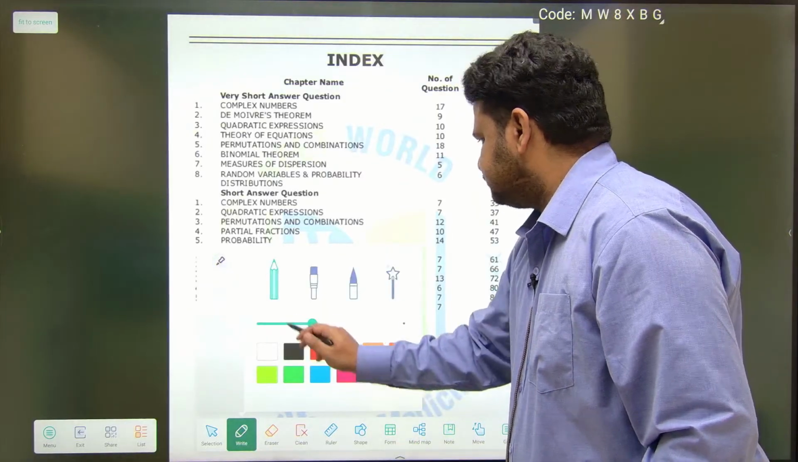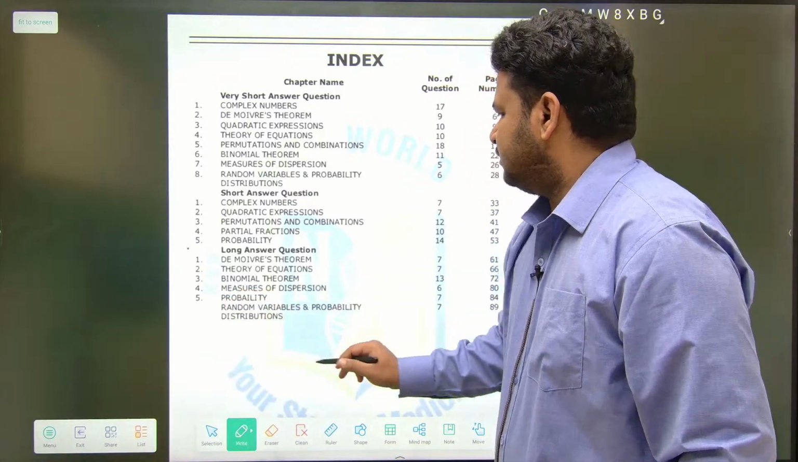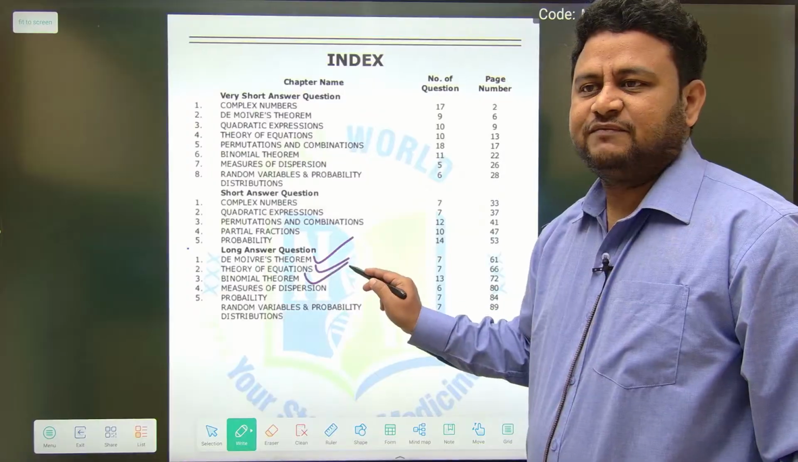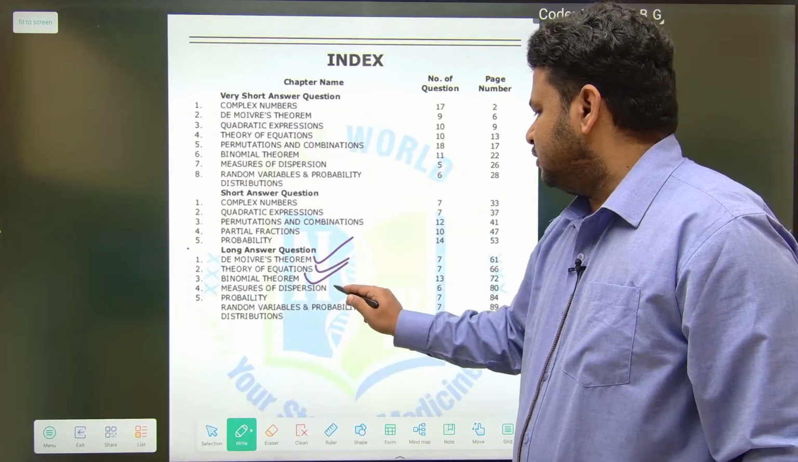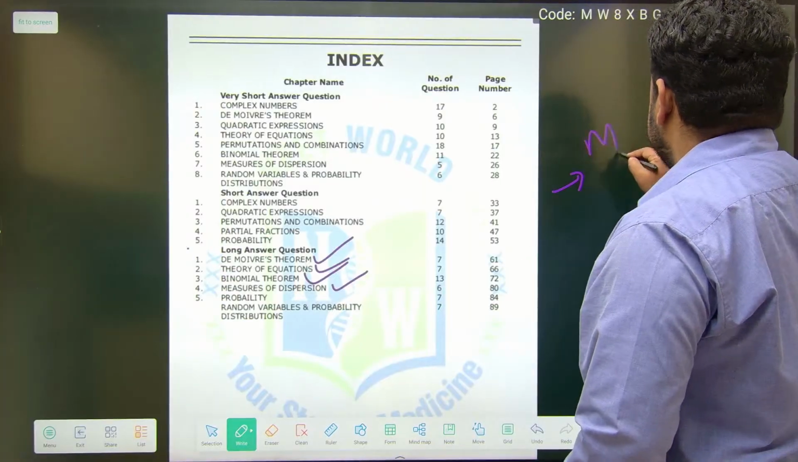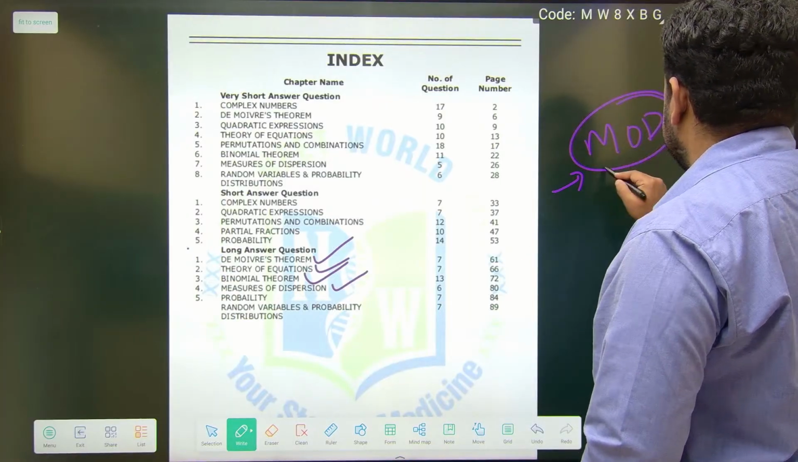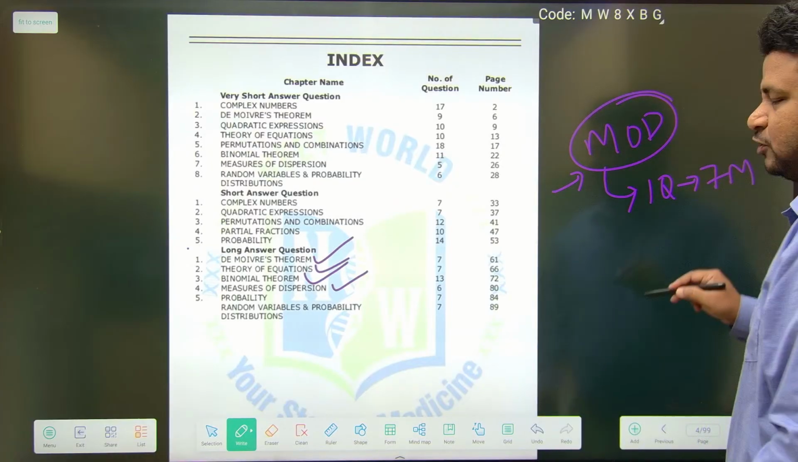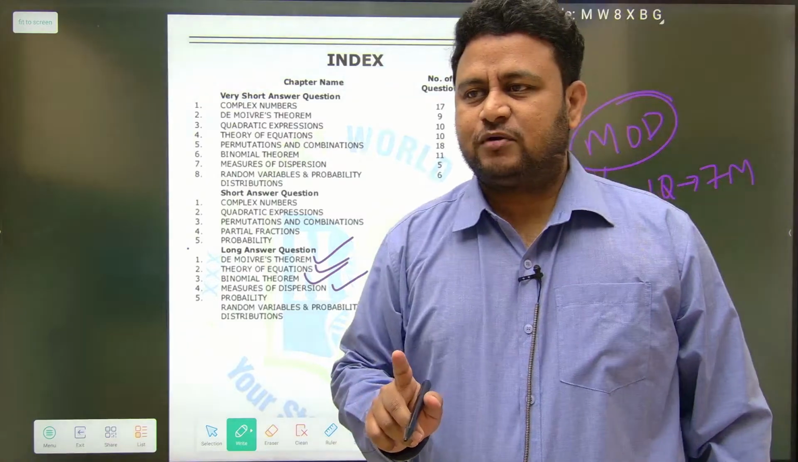here friends, already we have completed long answer questions. De Moivre's theorem is completed. Theory of equations, binomial theorem we have already completed. Now we have to do measures of dispersion. From this chapter we are getting, we call it as MOD, measures of dispersion, one question that is of 7 marks. I am talking about LAQs friends.